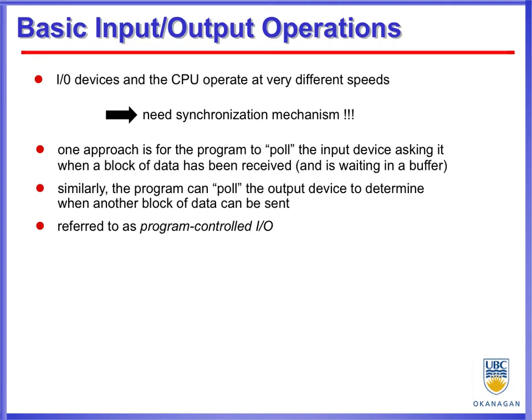So input-output devices are things like keyboards, mice, monitor, anything you would connect to a computer, a printer, et cetera, okay? Now, input-output devices and CPUs operate at different speeds. What do you think is faster, your input-output device or your CPU?